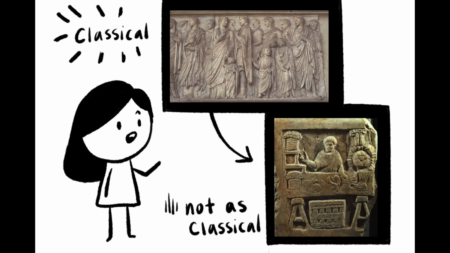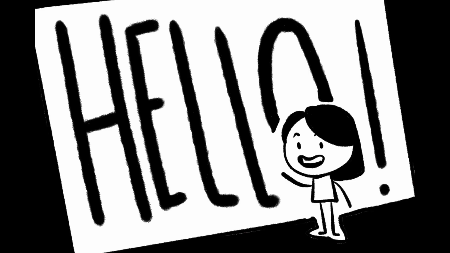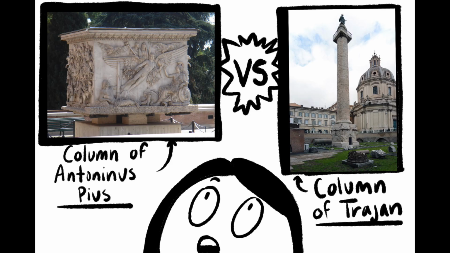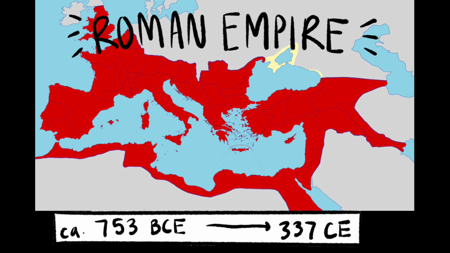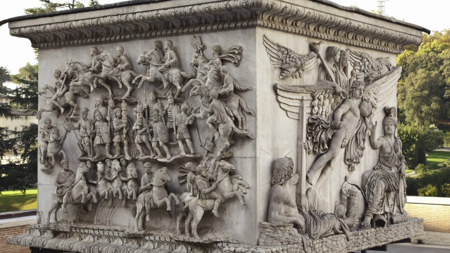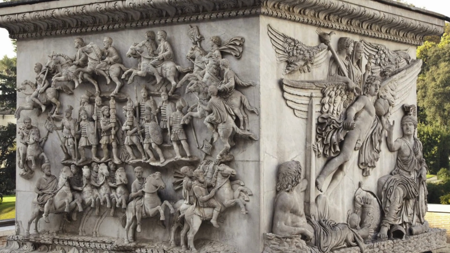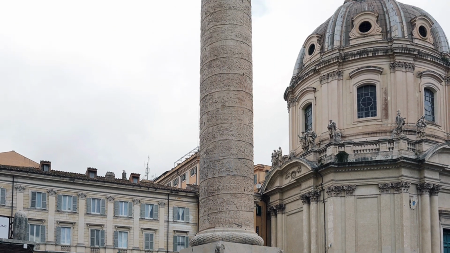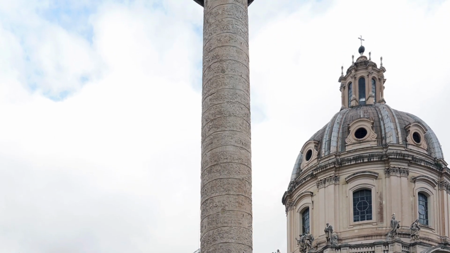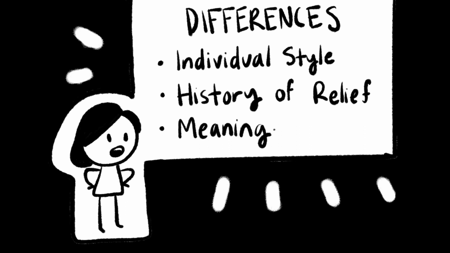Hello, I'm Rachel Torres. I wanted to go over specifically these two reliefs, the column of Antonius Pius and the column of Trajan from the Roman Empire era, which lived from 753 BCE to 337 CE. The relief that surrounds the column of Antonius Pius and the column of Trajan in Rome, Italy come from the same time period, but they have grand differences in their individual style, the history around their creation, and their meaning.